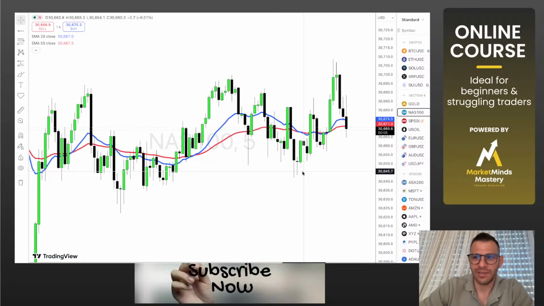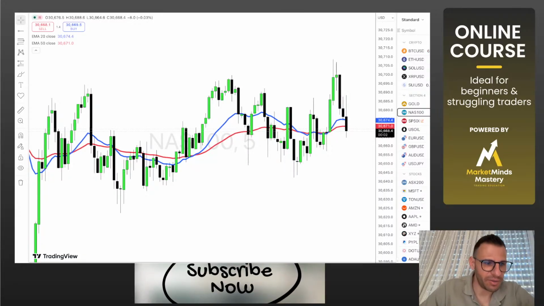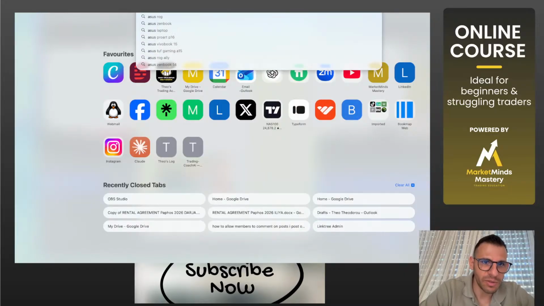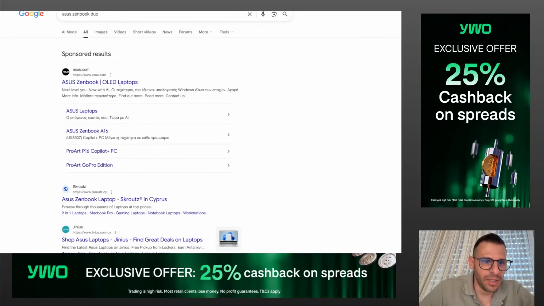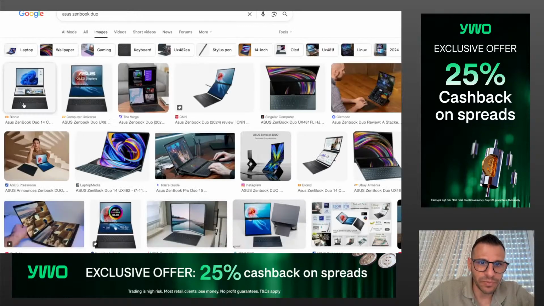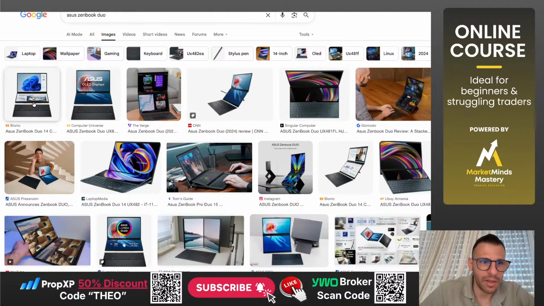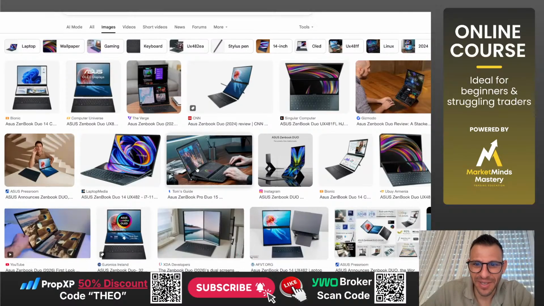The Duo. What does the Duo mean? Let's check it out. That's Asus ZenBook Duo. Asus ZenBook Duo images. Now I understand. Is that the one you are saying with 2 screens here? Okay, has 2 screens, yes.